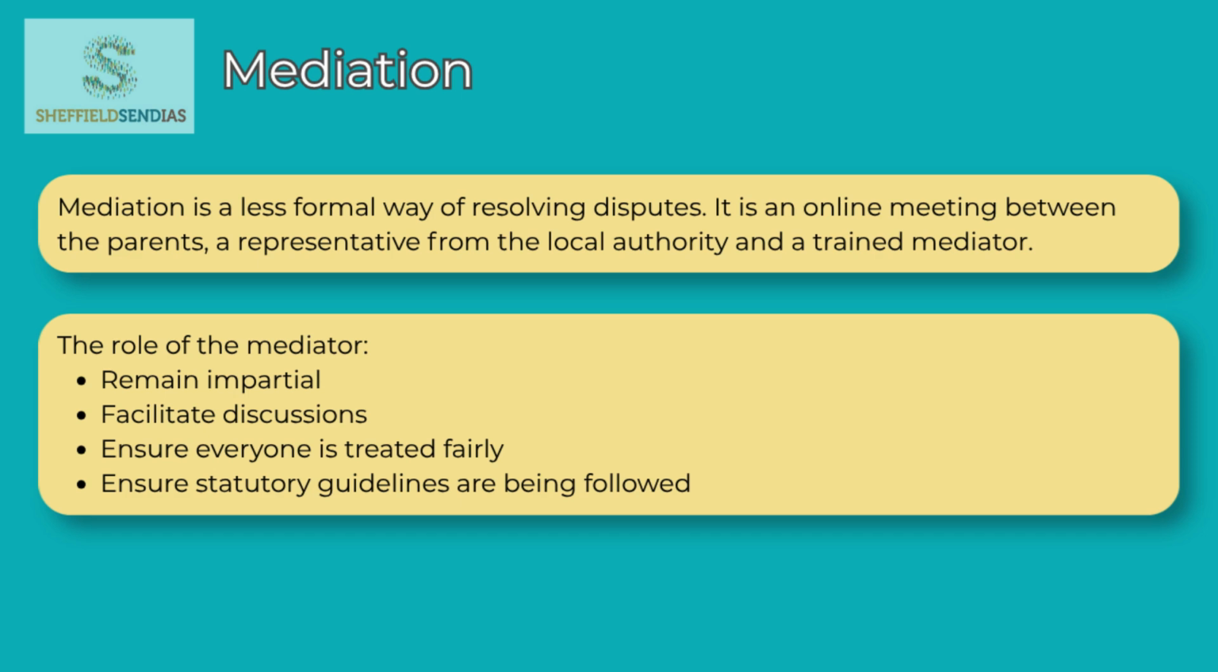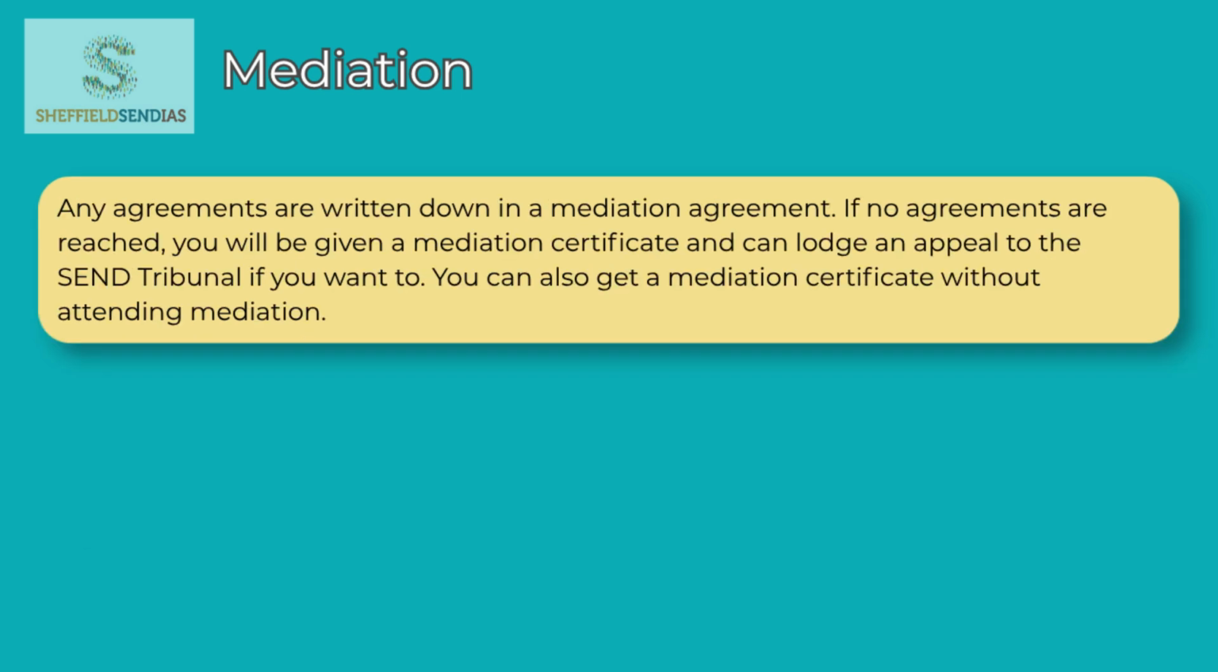Mediation meetings don't always lead to the issue being resolved, but sometimes they do. If an agreement is reached, this will be written down in what's called a mediation agreement. This is a contract between you and the local authority and it's binding. If an agreement is not reached, you will be issued with a mediation certificate and you will be able to lodge an appeal with the SEND Tribunal if you want to.